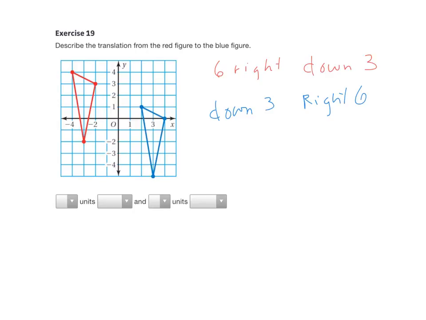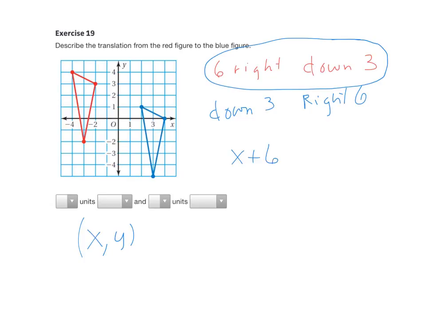Now, they may have wanted you to do this by x first and then y, because that's how we write things in a coordinate plane. And so the change in x is left or right. So they may have preferred this one in the textbook. However, they're both right. Remember that if you go 6 to the right, that's going to mean that you're taking your x and you're adding 6. Down 3, that means your y value, you're minusing 3.